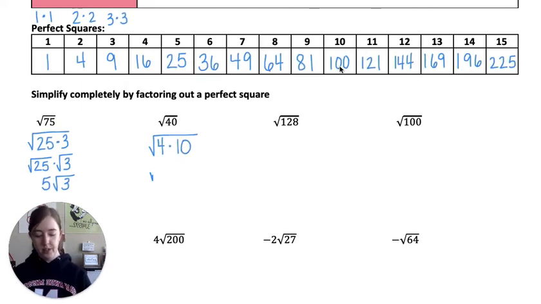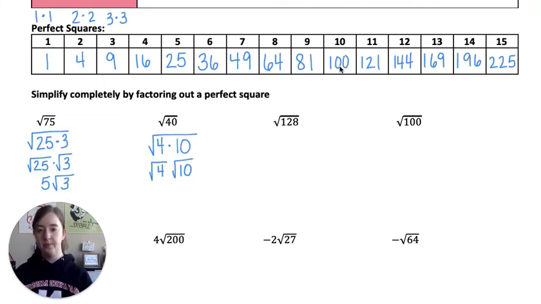Okay, so then we'll split that up into 2 separate square roots, the square root of 4 and the square root of 10. We know the square root of 4 is 2, and we don't know the square root of 10, so we'll just leave it like that.